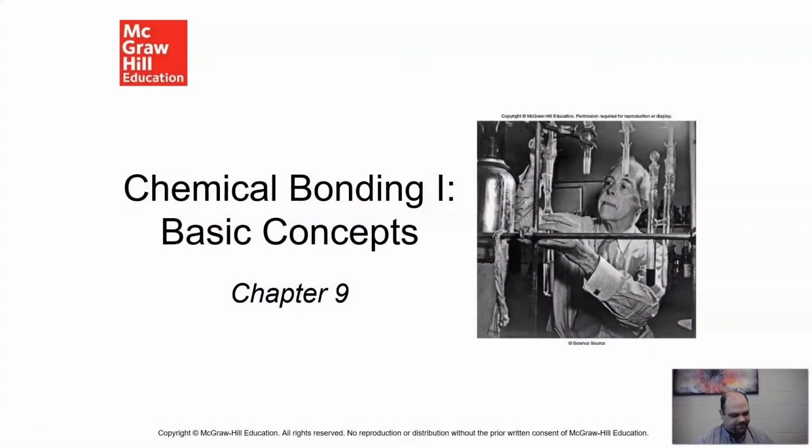Chapter 9 starts out with sort of an introduction to Lewis structures and different types of bonding. We'll get much deeper into Lewis structures next week, but for this week, let's discuss how we classify bonds and different kinds of bonding and things like that. Here we go. So this is chapter 9, our chemical concepts.